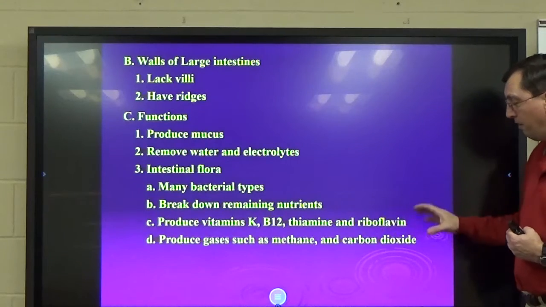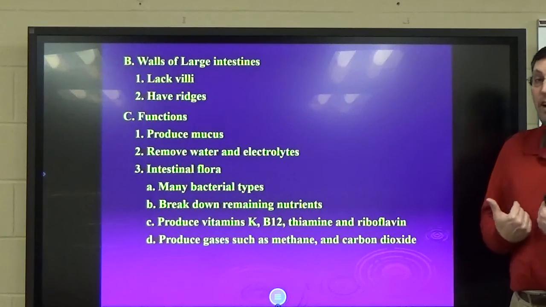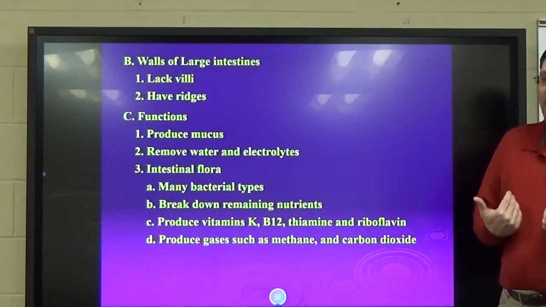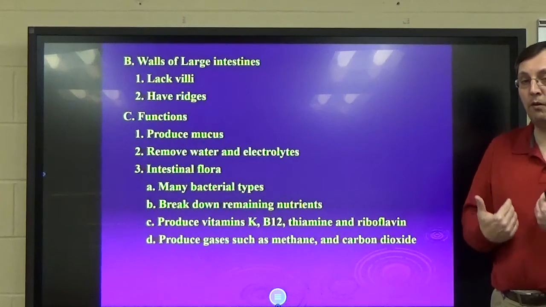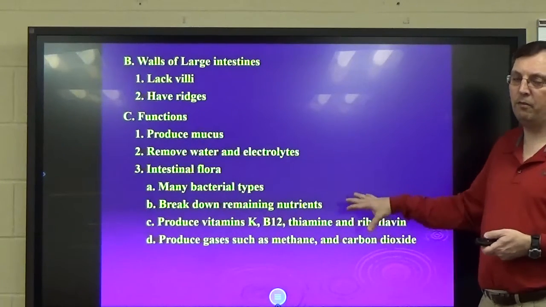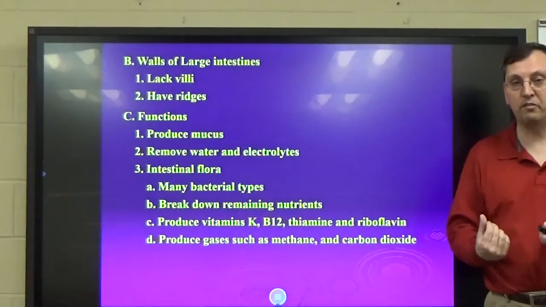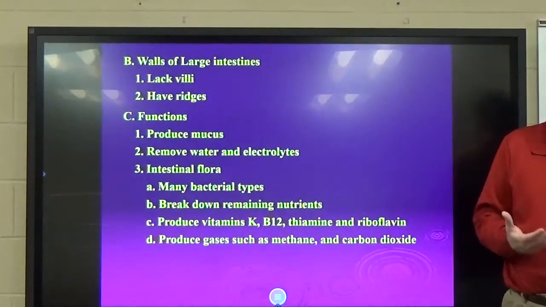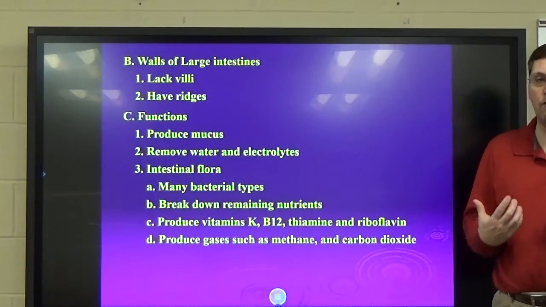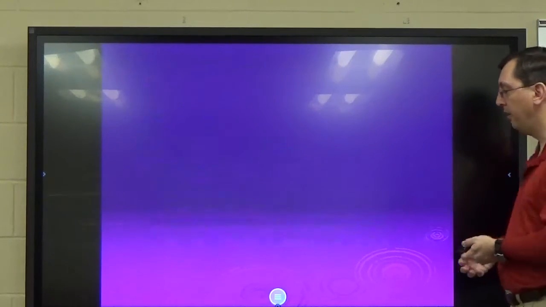Some of those gases include methane and carbon dioxide. So what's coming out of us when we release those gases, and we think of it as coming from us, is really being produced not by our body, but by the bacterial flora inside of our intestines. Some bacteria produce more gas than others, so some people have the ability to make more gases, and certain foods trigger those bacteria to produce more gases.